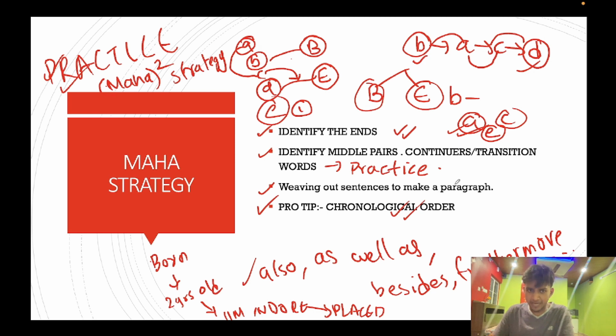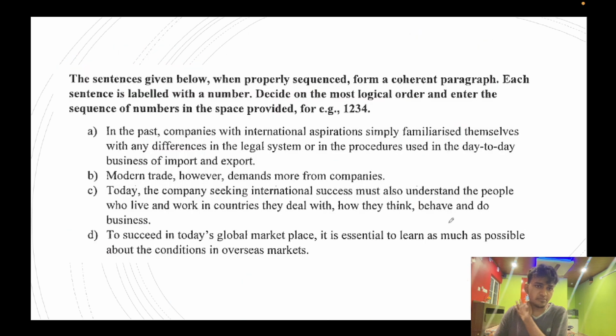Now, let's solve some questions. Let us start with the question that we saw first. Look, here we have 4 different sentences. Let's read them all. A. In the past, companies with international aspirations simply familiarized themselves with any differences in the legal system or in the procedures used in the day-to-day business of import and export. B. Modern trade, however, demands more from companies. C. Note the use of the word however. Circle it and keep it aside. Today, the company seeking international success must also understand the people who live and work in the countries they deal with, how they think, behave, and do business.